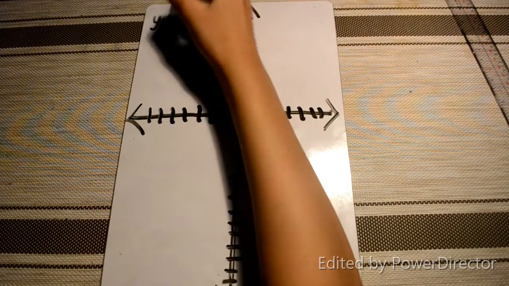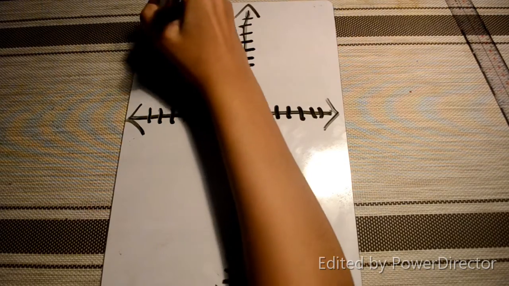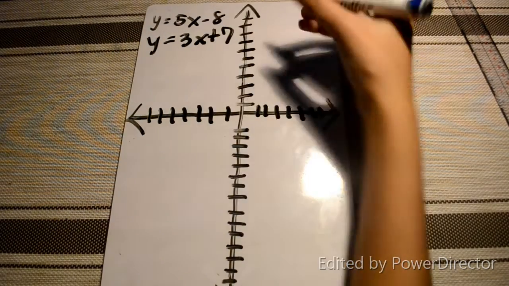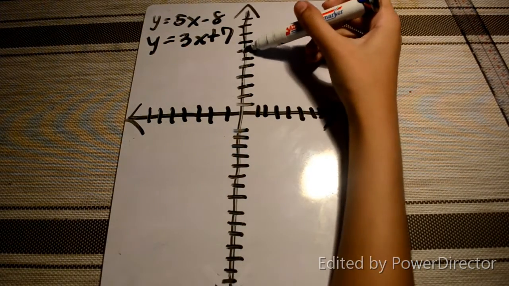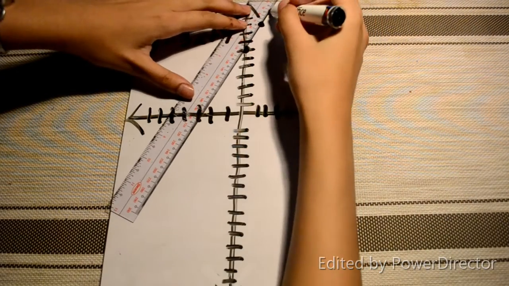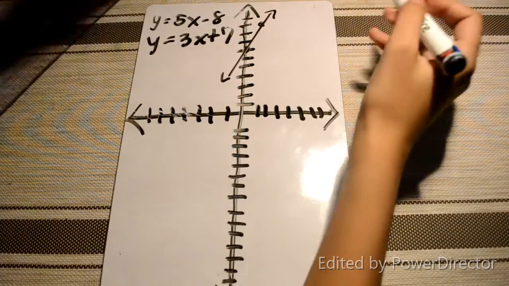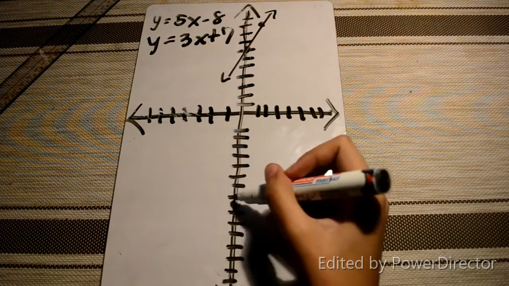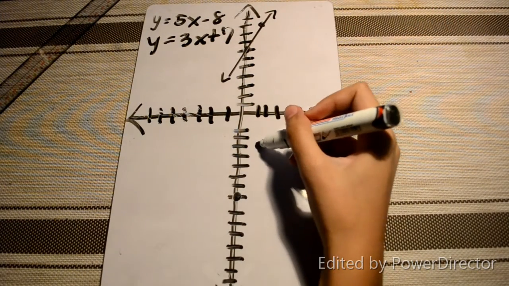To find the angle between y equals 5x minus 8 and y equals 3x plus 7, we need to find their slopes to be able to perform the formula in finding tangent theta. As we are given equations in y form, we can get their slopes easily.